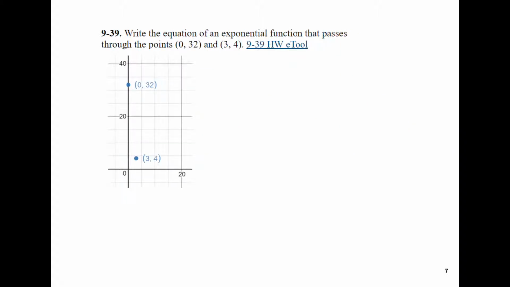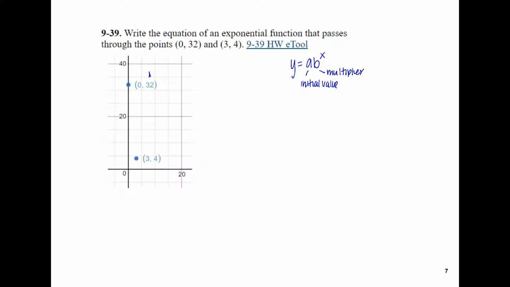So 9-39 says write the exponential function that passes through the points (0, 32) and (3, 4). So remember back to Algebra 1, an exponential function is the equation y equals ab to the x power. Our b is our multiplier, and our a is our initial value. We're going to have to solve for our multiplier in this case.